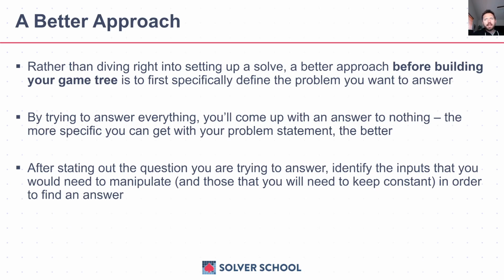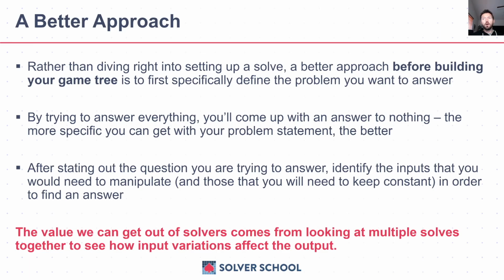So after stating the question that you're actually trying to answer, you're next going to want to identify the inputs that you're ultimately going to need to manipulate and those that you're going to need to keep constant to find an answer. As I've mentioned before, the value of what we can get out of solvers comes from looking at multiple solves together. It comes from seeing how input variations affect the output.